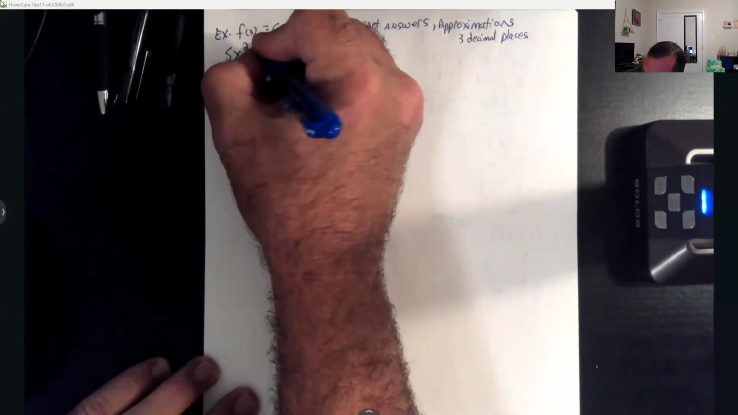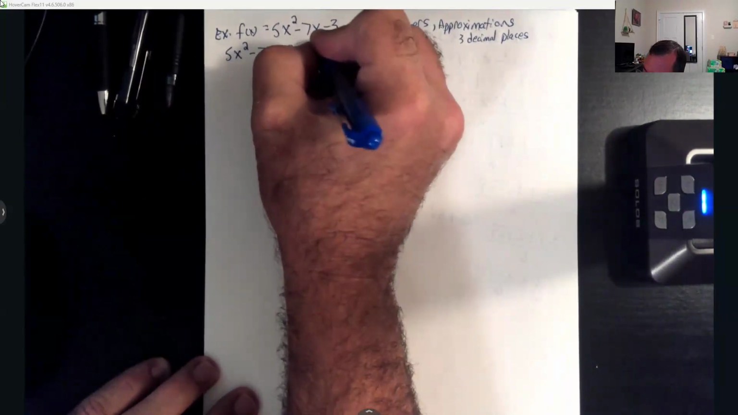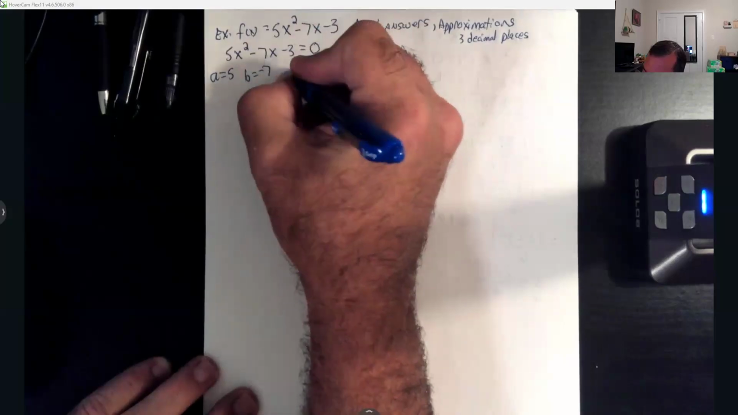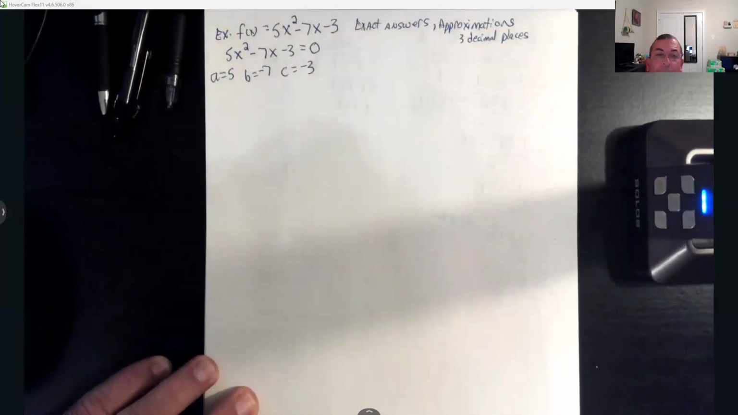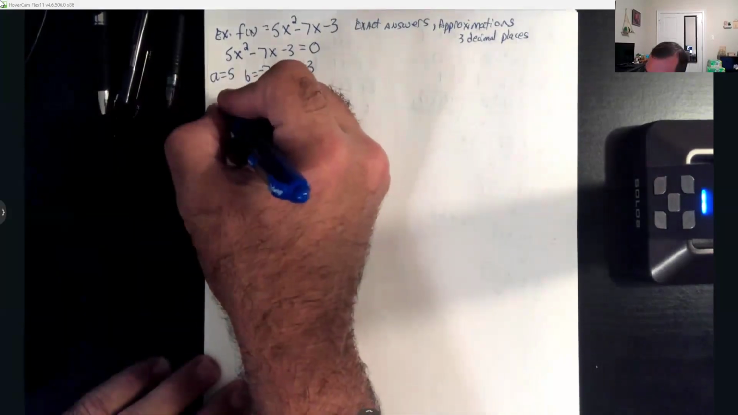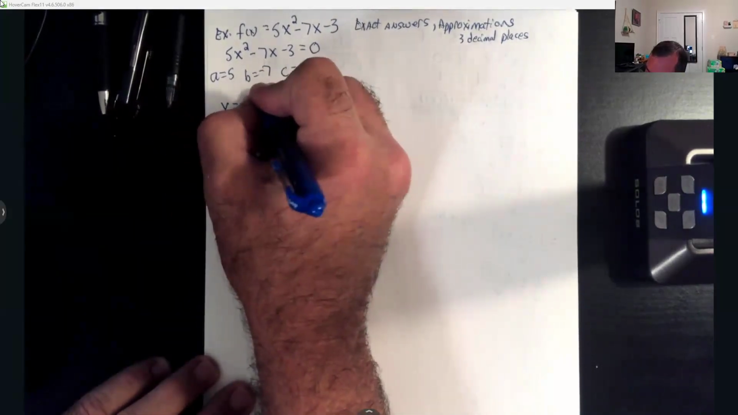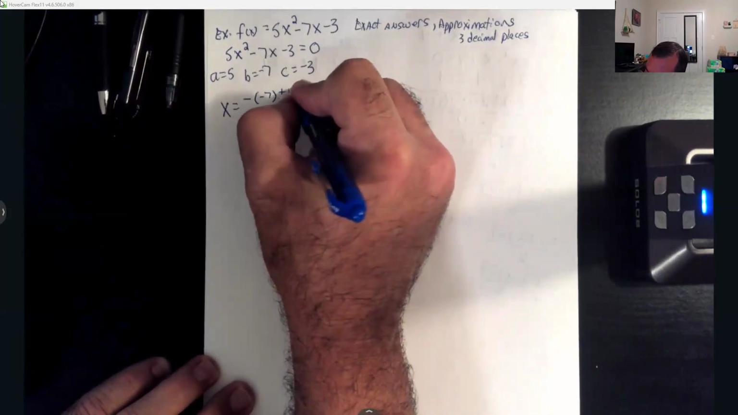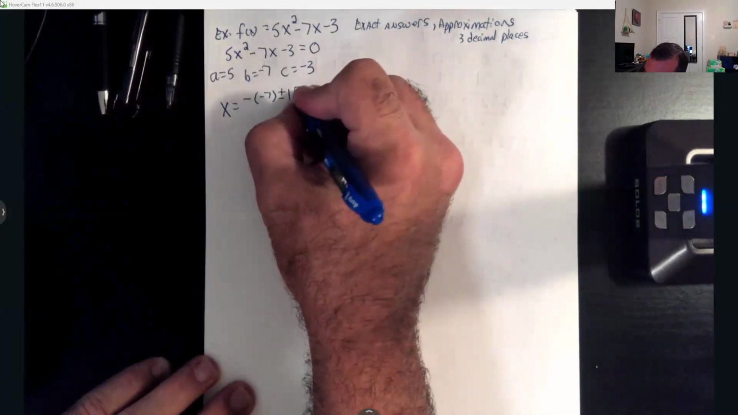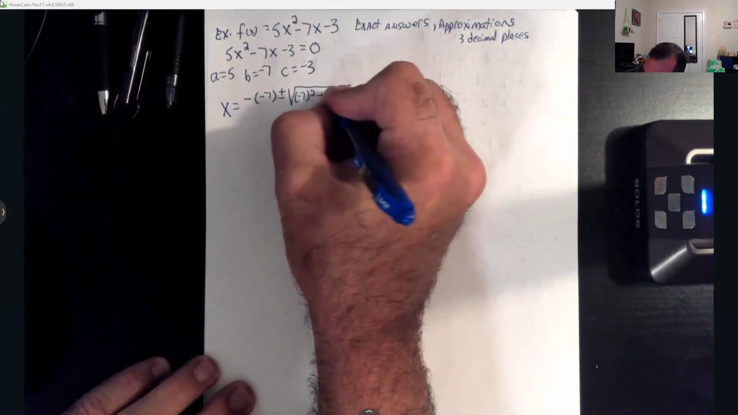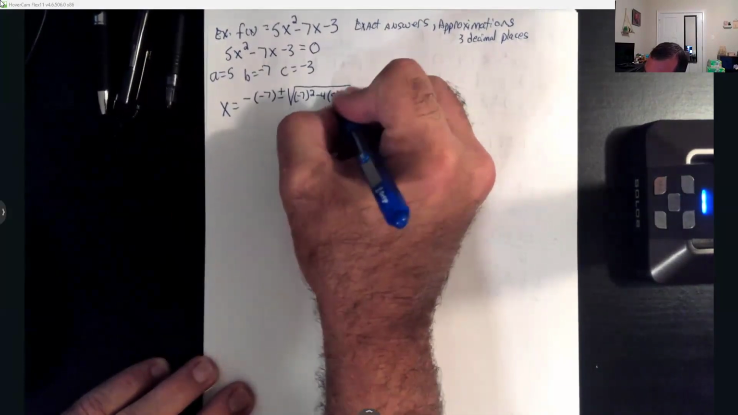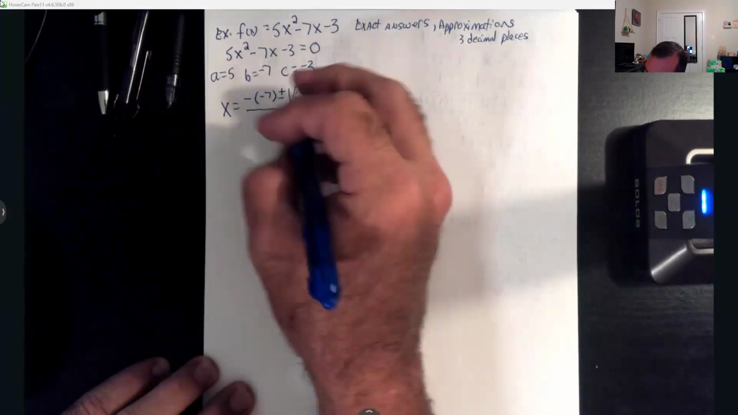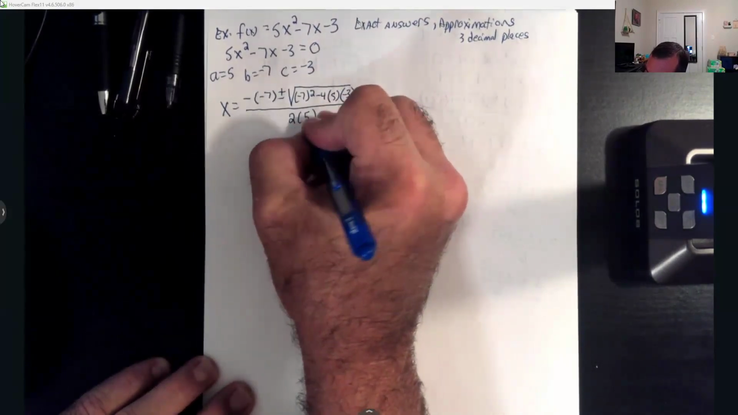5x squared minus 7x minus 3. A is 5. B is -7. C is -3. So let's plug it in. X equals negative times B, which is -7, plus or minus square root of -7 squared minus 4 times A, which is 5, and C, which is -3. All of that over 2 times A, which is 5.